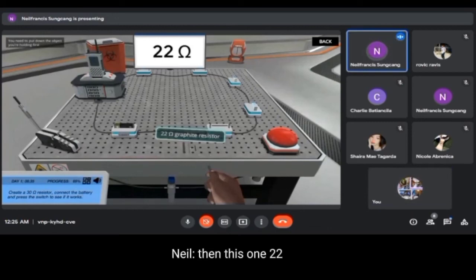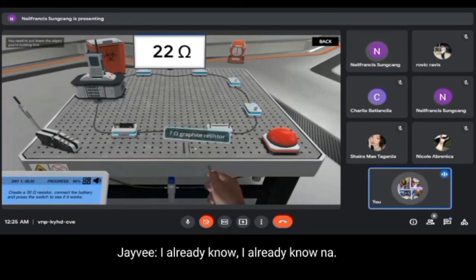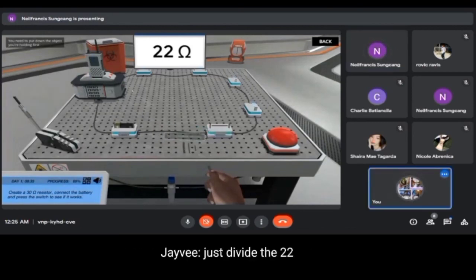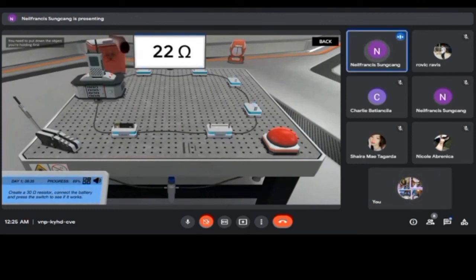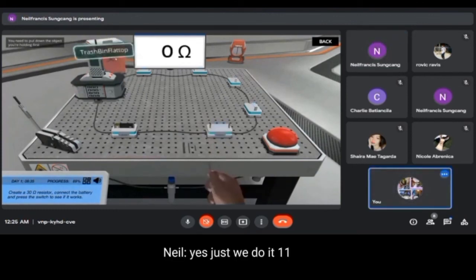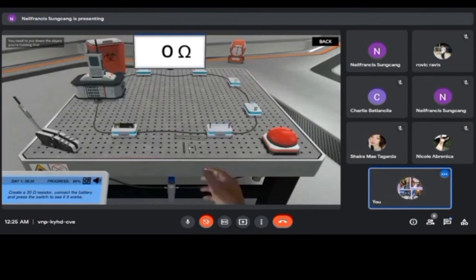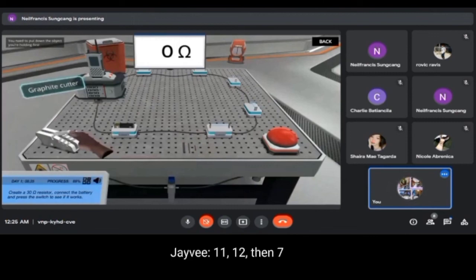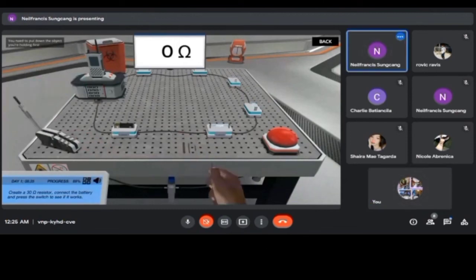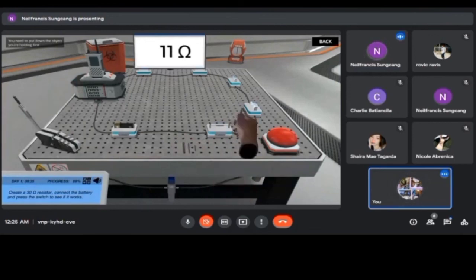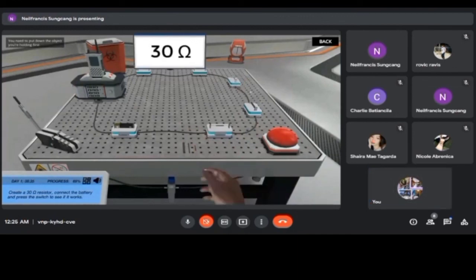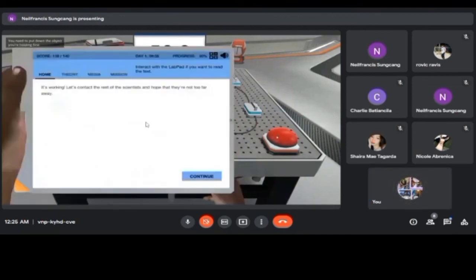28. So ito 22. Alam ko na. Yung 22 hatiin mo. Tanggalin mo yung 22. Gawin na lang natin siyang 11. 11. Yan. Hatiin mo. 11, 12, tas 7. Para saktong 30. Tapos lagay mo. 12. Tapos yung 7. Yan. Tapos try mo. It's working.